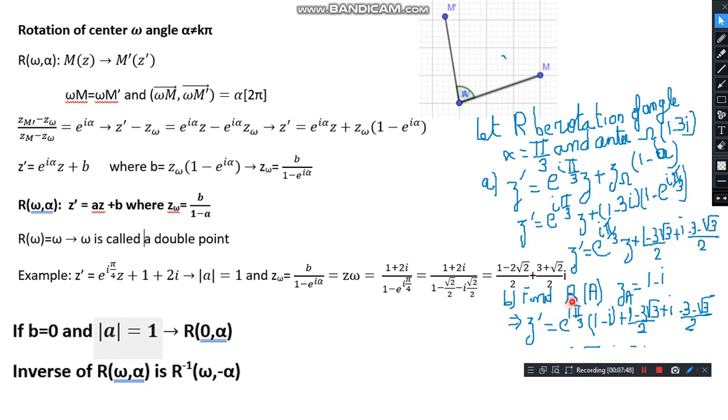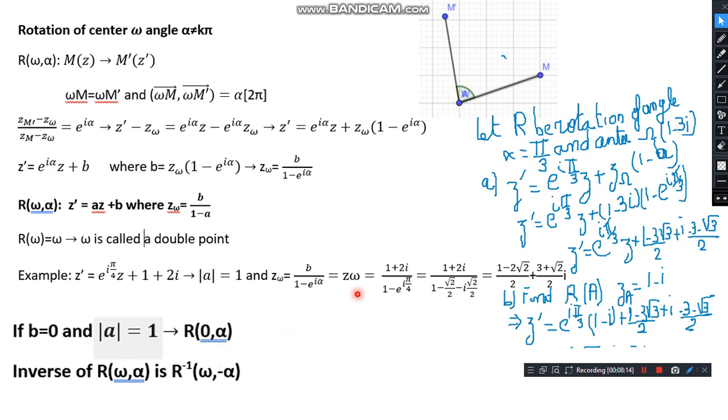Now if you want to find the image of A under this rotation, where A is 1 minus i, you just plug in Z equals 1 minus i, use your calculator and you get the image. Also, if B is 0, you have Z prime equals AZ only, so the center will be the origin, so you have a rotation of center 0 and angle alpha, and the inverse rotation, instead of going alpha, goes back by minus alpha.